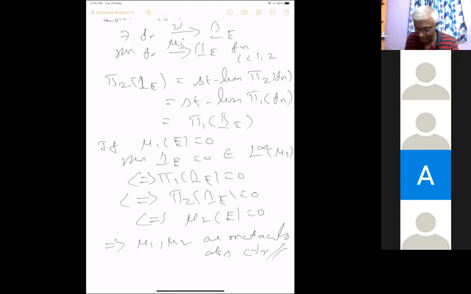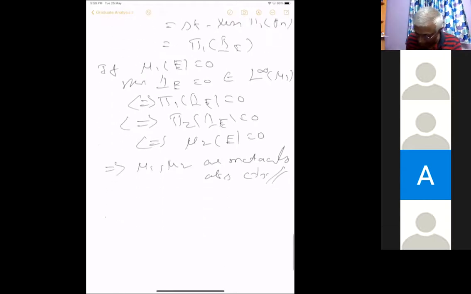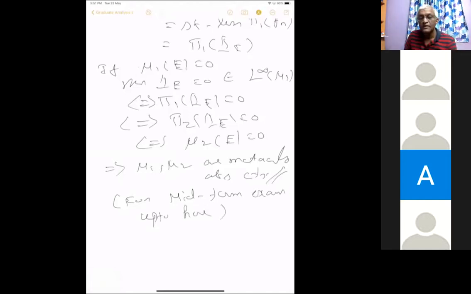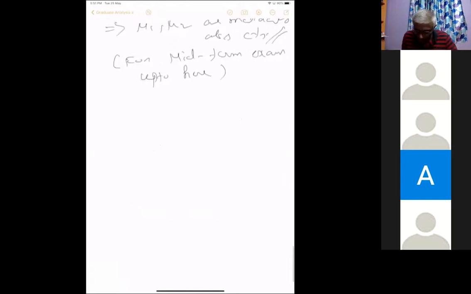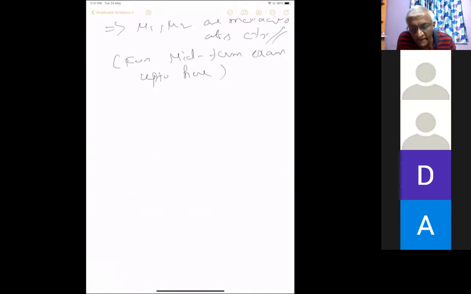This is okay. So up to here for the midterm exam. So the syllabus for the midterm exam is up to here, I mean, up to this theorem. Okay.